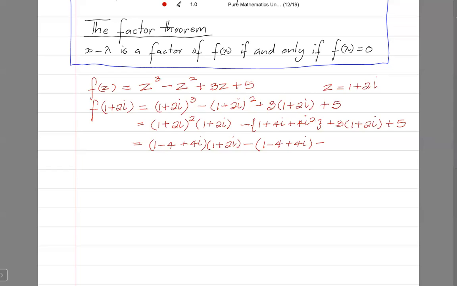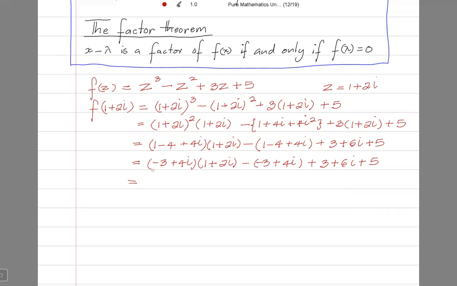Then now, plus over here, 3 ones are 3, distributive law, 3 twos are 6i, plus 5. I'm working down. Over here, I'm not jumping anything. So this is minus 3 plus 4i multiplied by 1 plus 2i. And this is just still what? (1 plus 2i) cubed, minus (minus 3 plus 4i), plus 3 plus 6i plus 5.